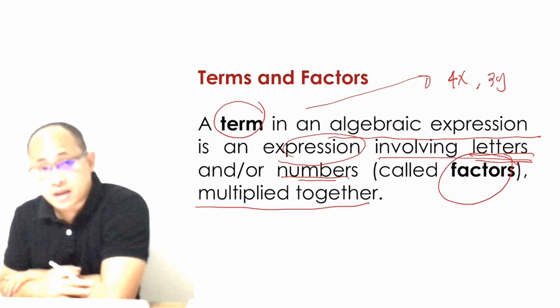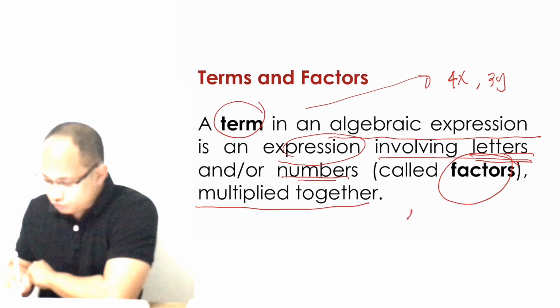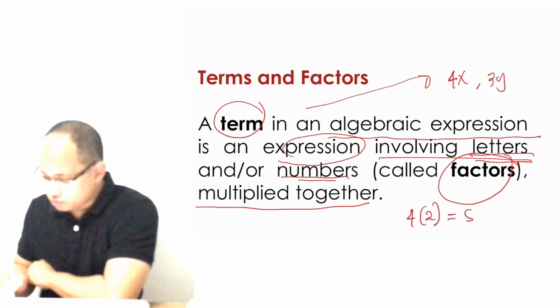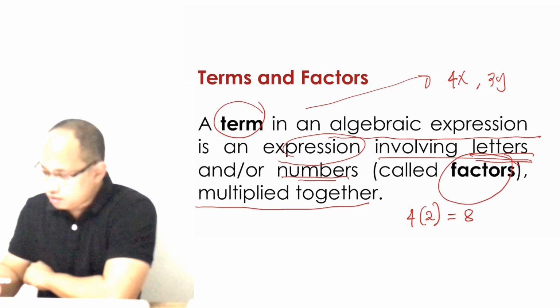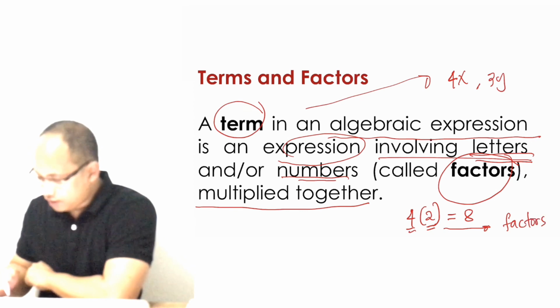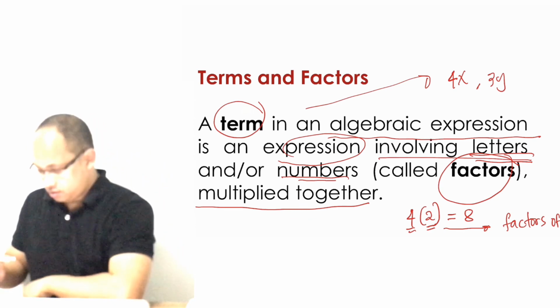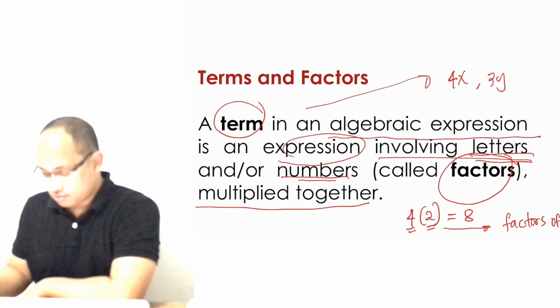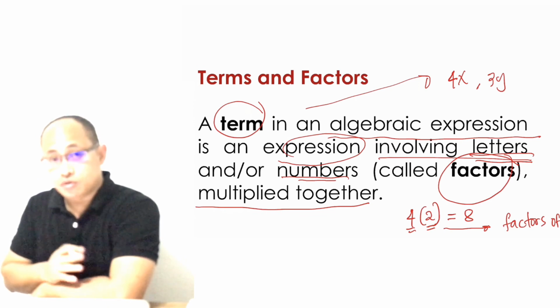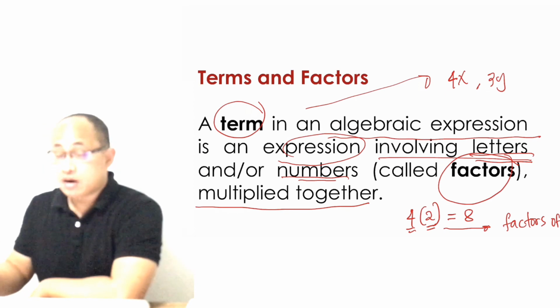Now, what are factors? Factors are the ones that we multiply together. So these are two numbers or two letters that we multiply. For example, 4 times 2 is equal to 8. 4 and 2 are considered to be factors of 8. So factors are numbers that we multiply in order to get the product. In this example, we have 4 times 2, which is equal to 8. 4 and 2 are factors of 8.